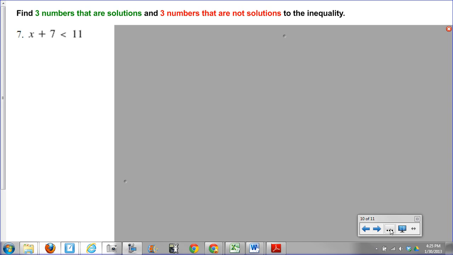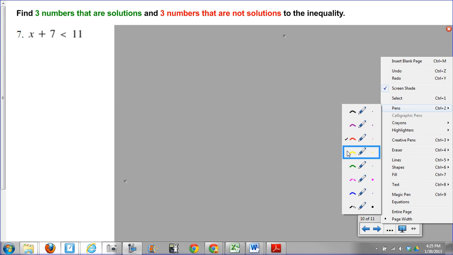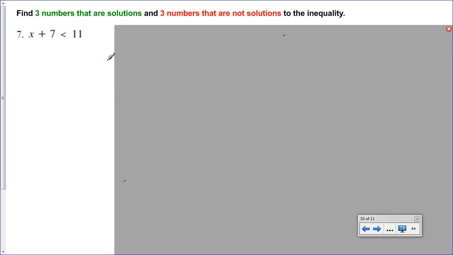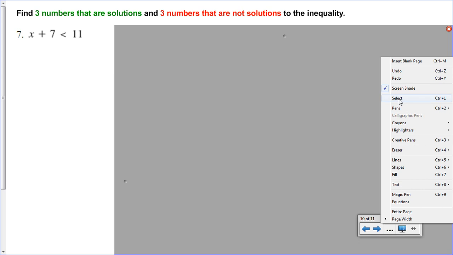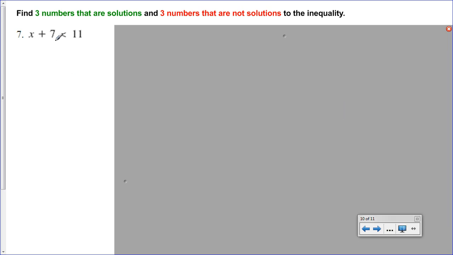Okay, so we want to find three numbers that are solutions and three numbers that are not solutions to this inequality here. x plus 7 is less than 11. Well, let's figure out first. I mean, this could be trial and error, but we can make it somewhat systematic here by thinking about what number you would have to add 7 to equal 11.